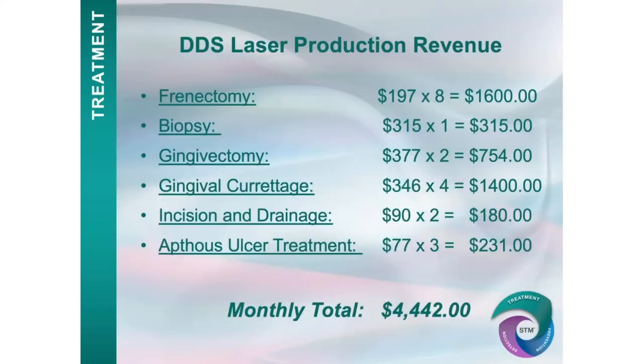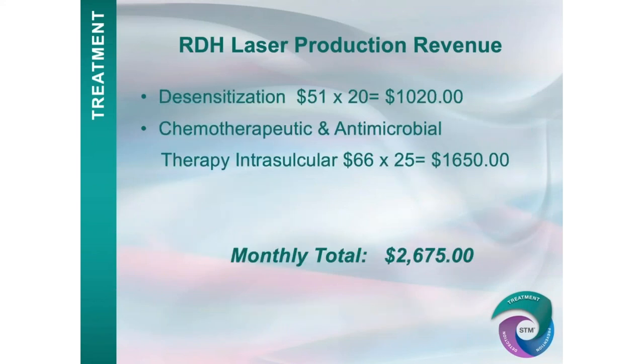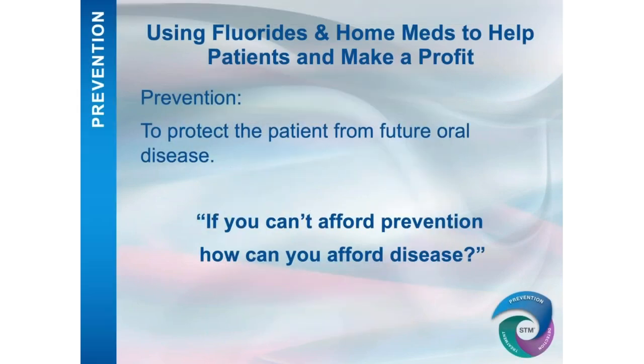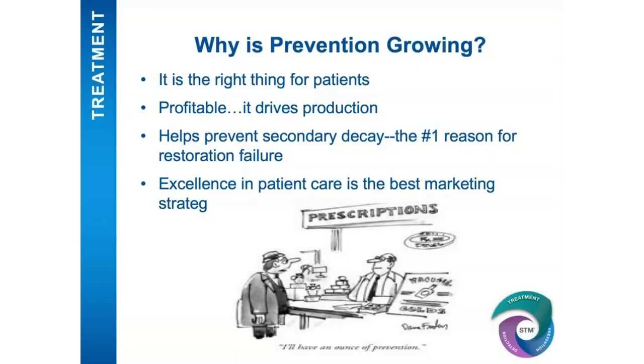So production and revenue for frenectomies and all these different procedures with lasers, there's a large value in having a laser because of the treatment modalities we can do. Now we've treated the patient, the key is preventing the disease. So using fluorides, and many of us do, I always tell our patients, if you can't afford prevention, how can you afford the disease, right? So prevention is growing. We all know that.